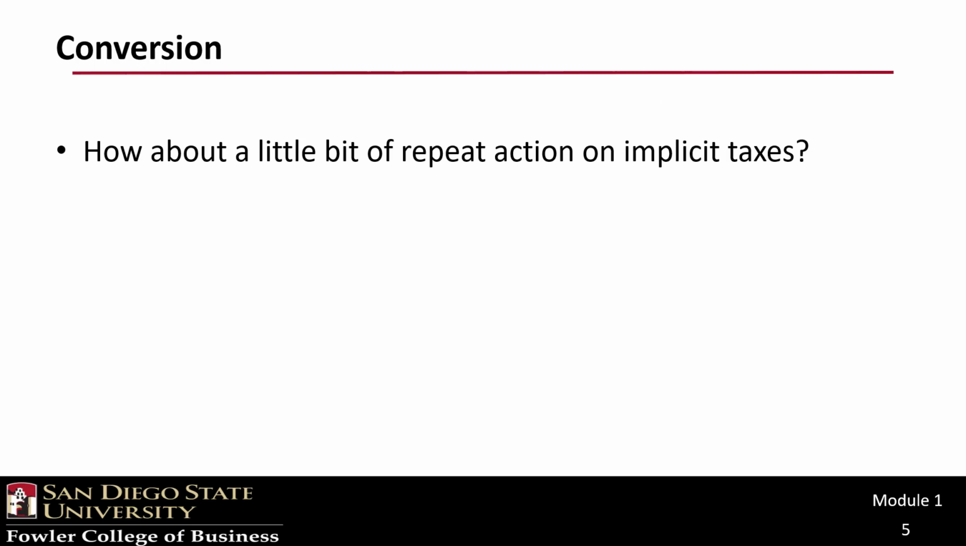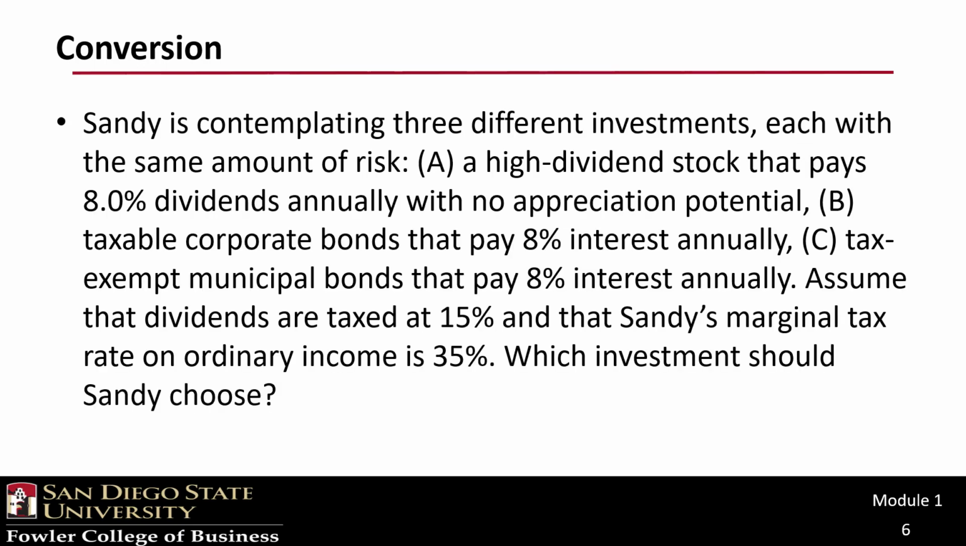So before we move on, let me talk a little bit about implicit taxes and some of these other things that we've already covered. So Sandy's contemplating 3 different investments, each with the same amount of risk. So there's a high dividend stock that pays 8% yield on dividends annually. And I'm making the presumption that there's no appreciation potential in the stock. So think of it like it distributes all its earnings out through dividends. She could invest in taxable corporate bonds that pay 8%. Or she could invest in tax-exempt municipal bonds that pay 8%.